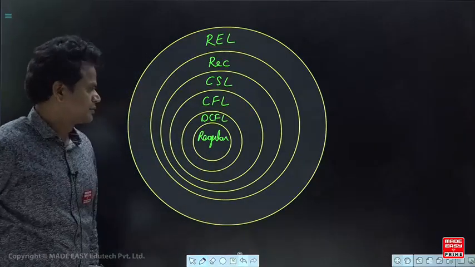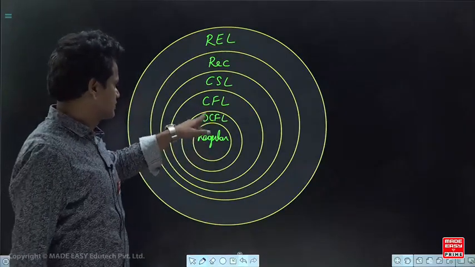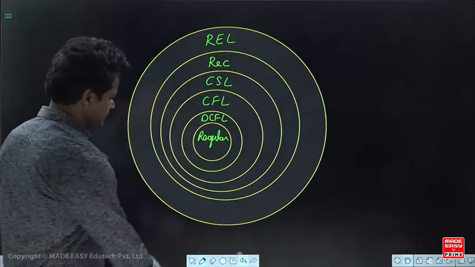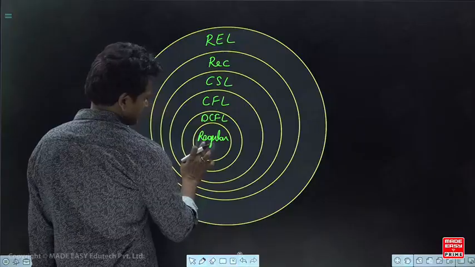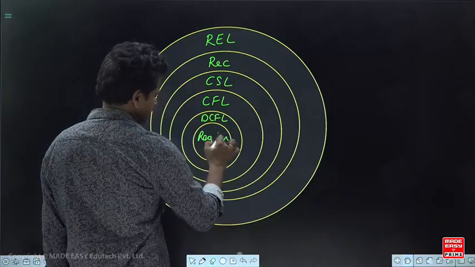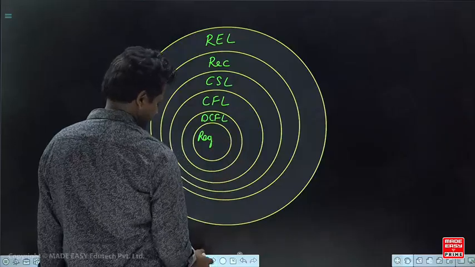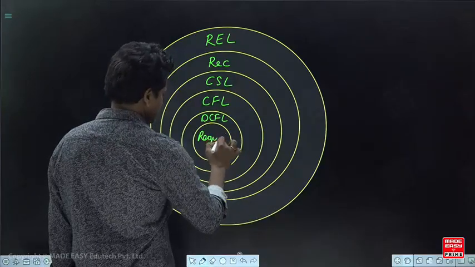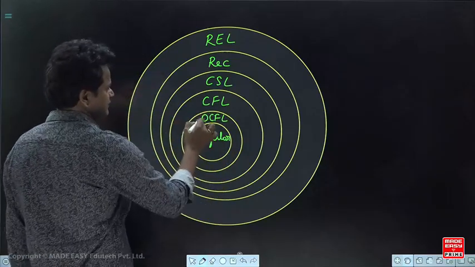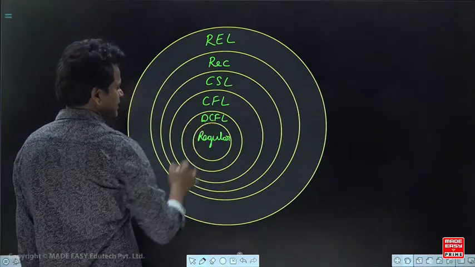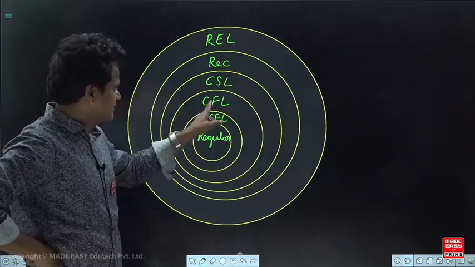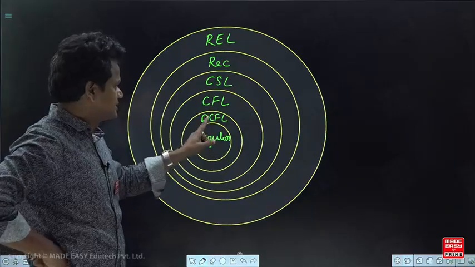Guys, listen. Every regular language is also DCFL, but every DCFL is not regular. Are you following this, guys? Every regular language is also DCFL, but every DCFL may not be regular. And every regular and DCFL language is also CFL. But if a language is CFL, it may or may not be DCFL and regular.